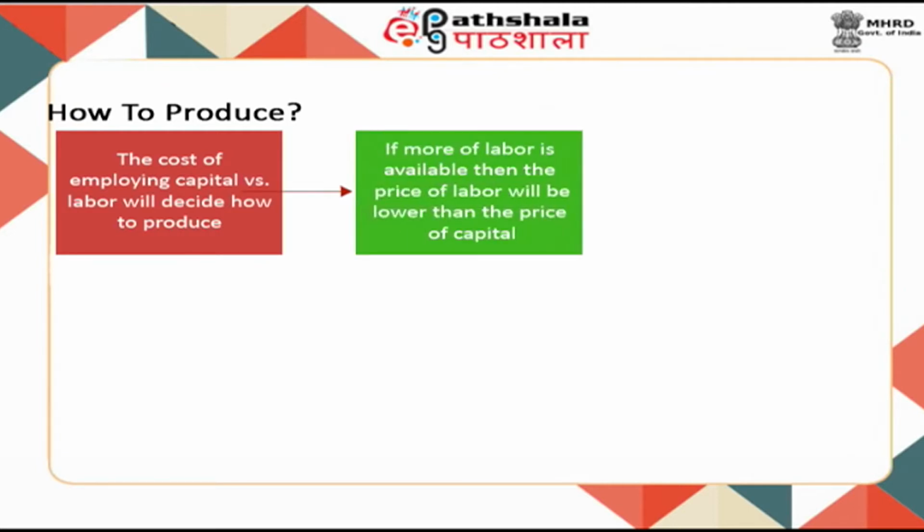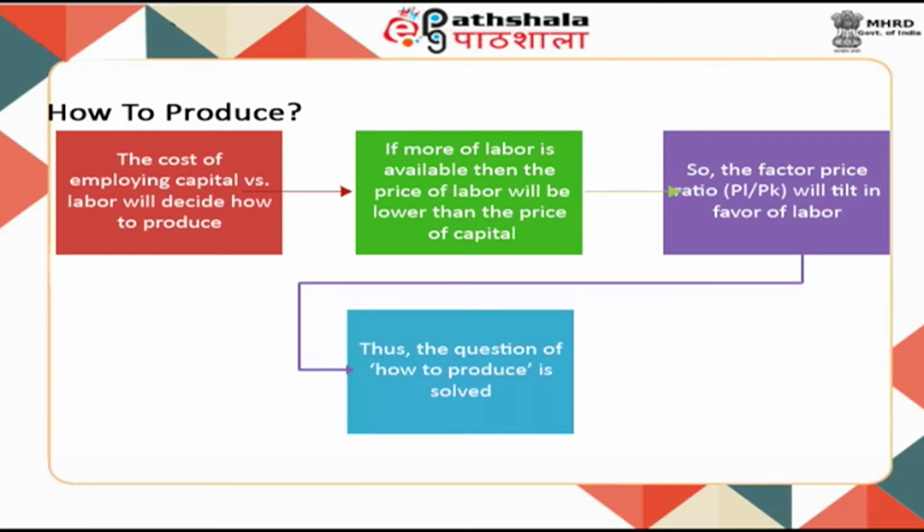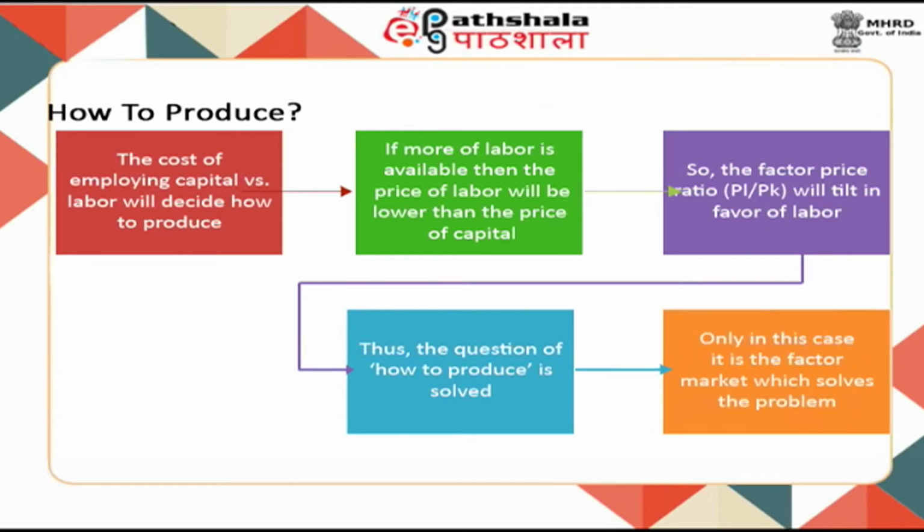If more of labor is available, then the price of labor or the wage rate will be lower than the price of capital or the rate of interest. The factor price ratio, that is PL/PK, will tilt in favor of labor. Thus, the question of how to produce is also solved by the price mechanism. Only in this case, it is the factor market which solves the problem.